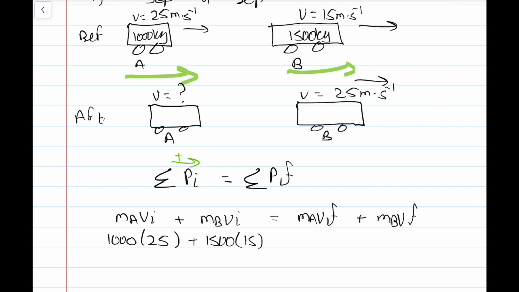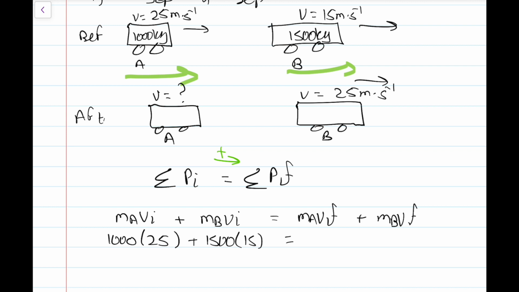Now, if you choose to the right as positive, it means you've got to choose that same direction as positive throughout for the entire equation. So not just for this initial side, not just for the one side, for the entire thing, we're going to choose going to the right as positive. So right is positive here and right is positive there.